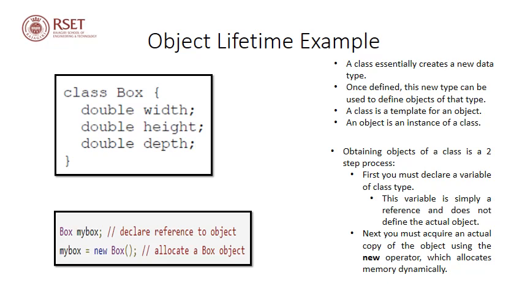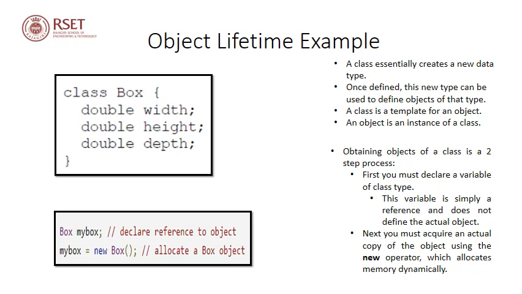Here in this example Java code snippet, we have a simple class called box. It has just 3 instance variables: width, height and depth. Now in order to create an object of this class box, we need to follow a two-step process. First, you must declare a variable of class type. That is shown in the rectangular box beneath. We are declaring a variable myBox of type box. However, this variable is simply a reference and it does not define the actual object.